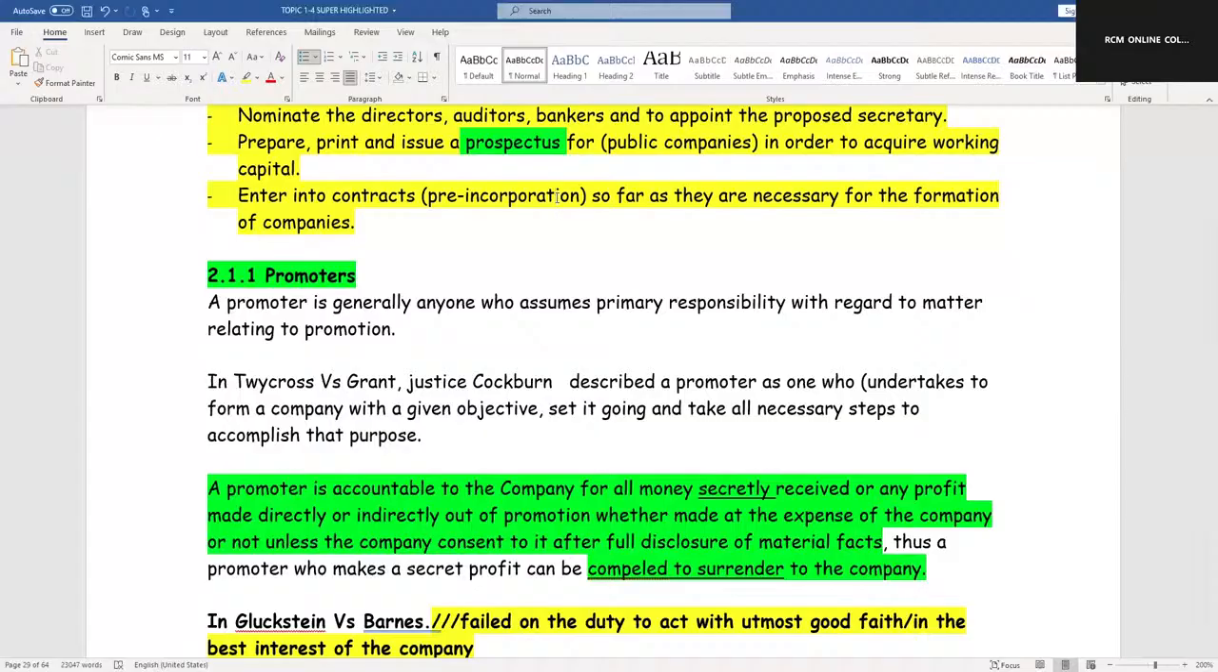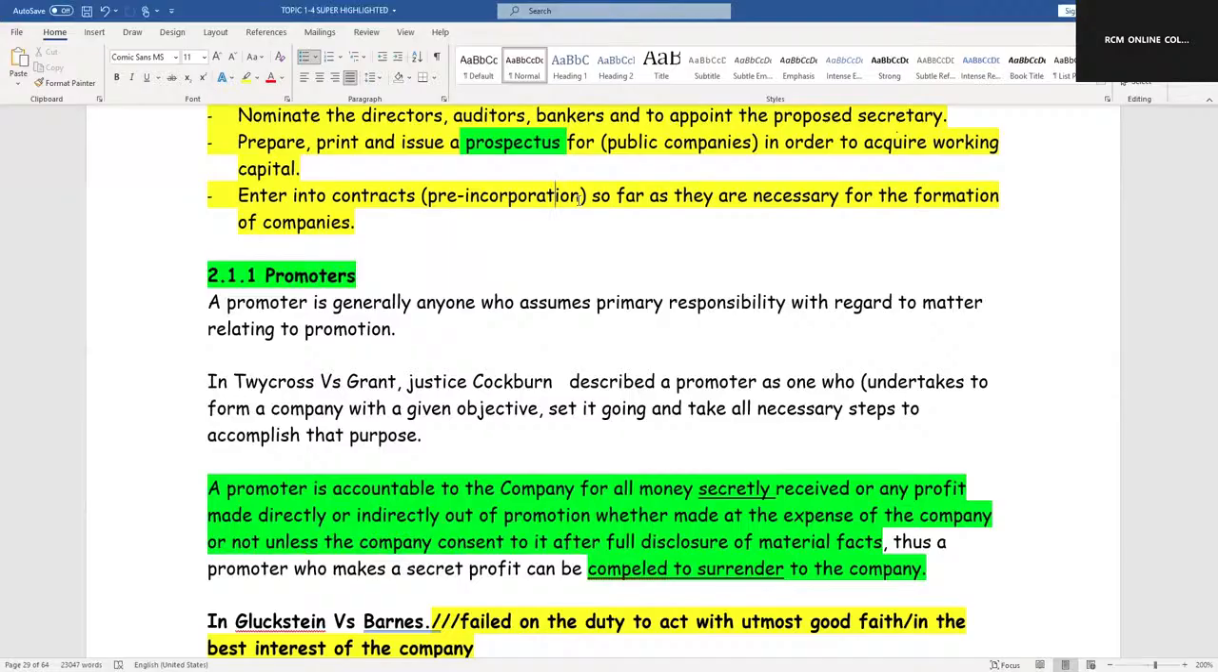Any contracts he enters into before the company is formed, for example, if he has sold an asset to the company himself, he has to do it with utmost good faith. If he makes a profit on this asset, then he has to reveal that profit to the company once it is formed. If he doesn't do so, he would have failed in his duty of utmost good faith. He would have made what we call a secret profit.